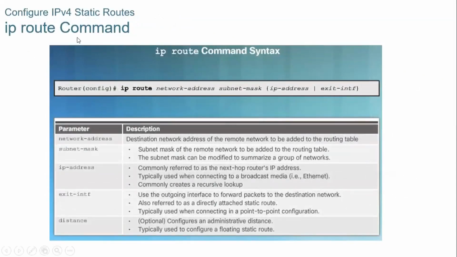So the ip route command in global configuration mode: ip route, the remote network address, the network address subnet mask, and then either the next hop IP or the exit interface. And optionally behind here, there's the distance, where you can configure the administrative distance. When we talked about floating static routes just now, we said that we have to increase the administrative distance of a floating static route when it is used as a backup for a dynamic route. So this is where we put in the new administrative distance.